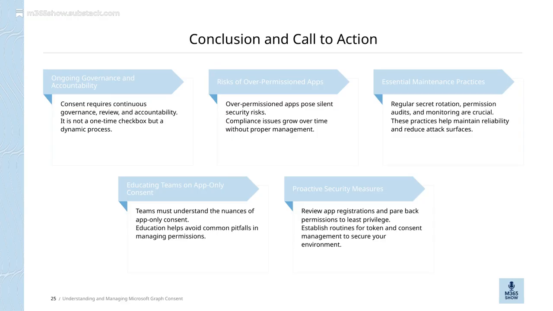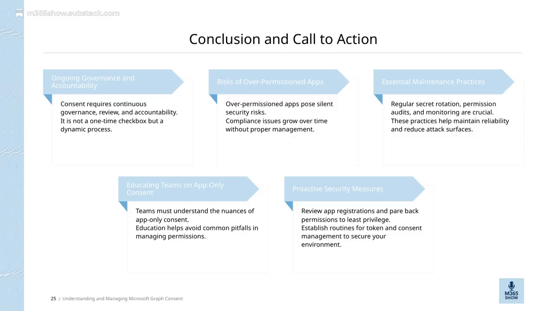Proactive security measures also include ensuring your teams understand the nuances of app-only consent. Proper education can help avoid common pitfalls and mistakes when managing permissions. Remember, ongoing education is vital to maintaining security integrity. Additionally, practices like regular secret rotation, permission audits, and continuous monitoring are fundamental. These steps help ensure reliability and minimize attack surfaces by catching issues early.